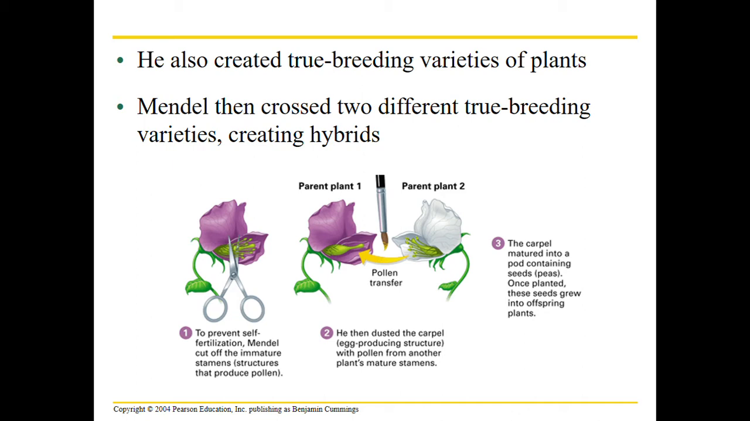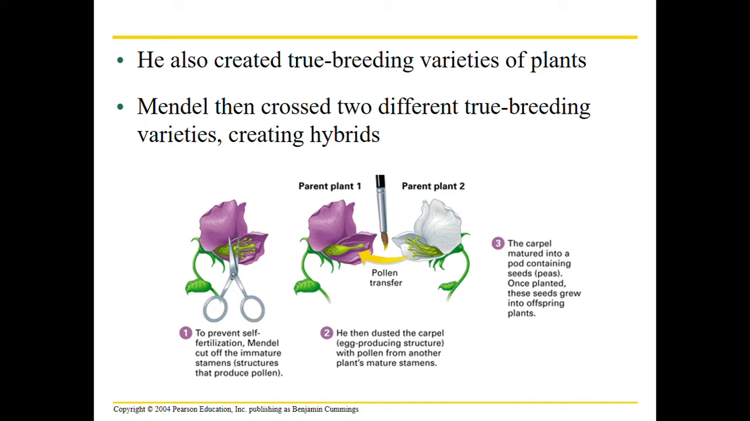And then he did a cross where he'd cross the true purple with the true white and look at the offspring. How many were purple and how many were white? And then he'd breed those offspring together. So you see why we can't do this on humans. You don't really want to be breeding offspring together. Really don't want that. But in plants, it's all good.